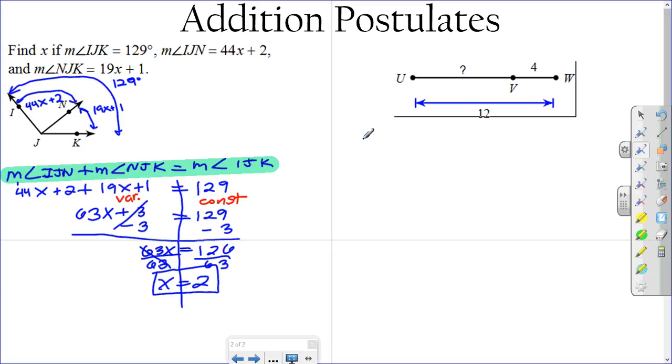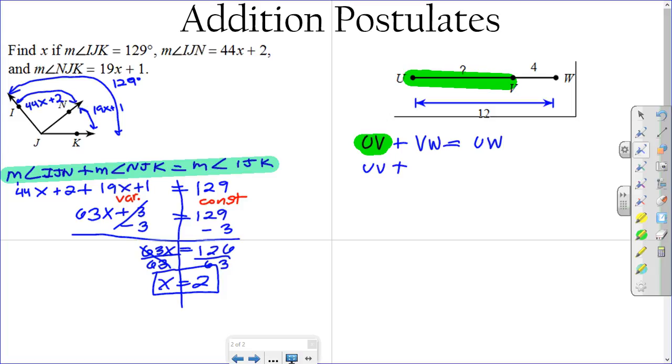Add the little pieces. One of them is UV. So the length of UV plus the length of the other little piece, the other piece will be VW, is equal to the biggest piece of them all, which is UW. Okay. Now, what is the length of UV? The length of UV will be this right here, and we don't know it. So what I'm going to do is leave UV in there.